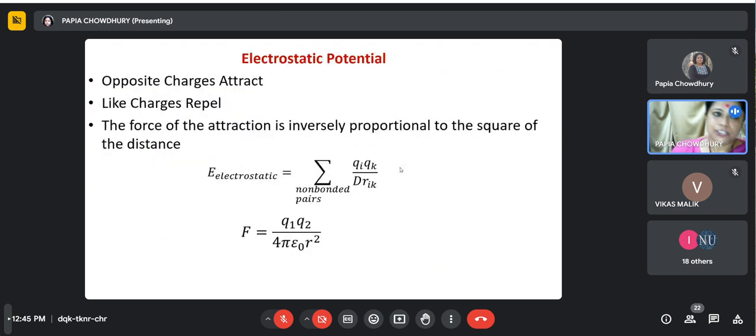For the electrostatic case, it is very well known to us. We know that opposite charges attract and same charges repel. So for that, we use the electrostatic force, and these are the usual formulas. By using this, we can create the potential for the non-bonded case.